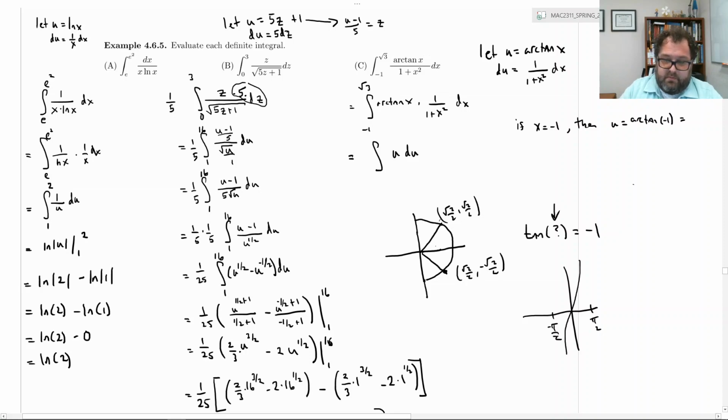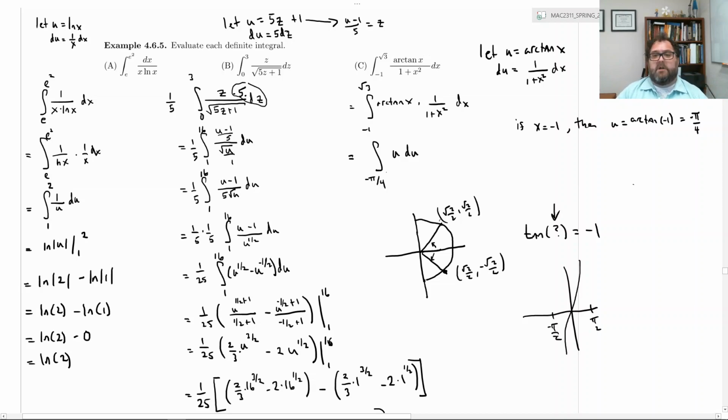Negative pi over 4. This would be positive pi over 4. This is negative pi over 4. Okay? So, arctan of negative 1 is negative pi over 4. So, that's going to be our new lower limit of integration, negative pi over 4.